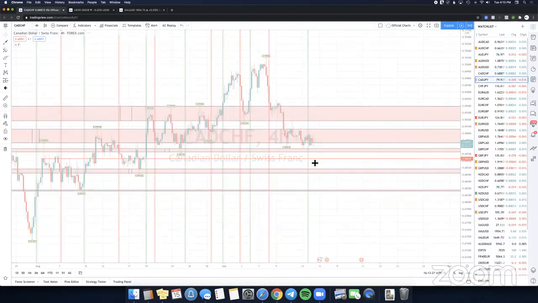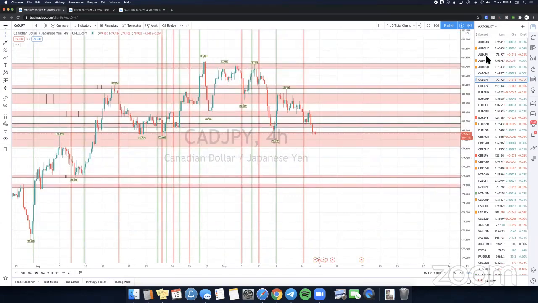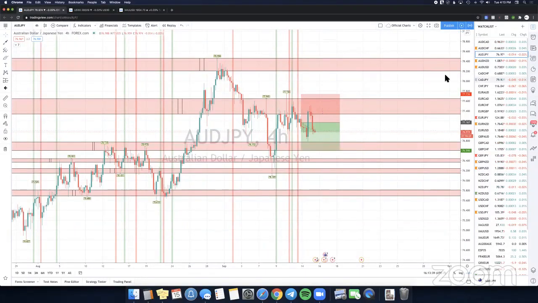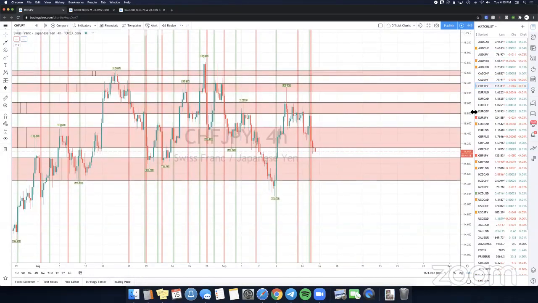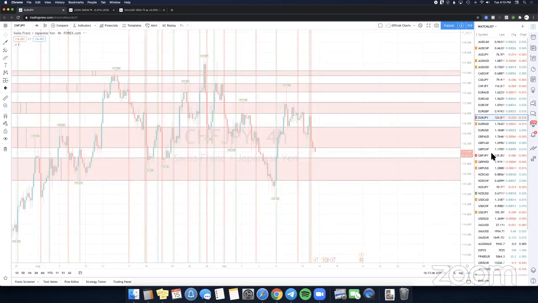Same right here with CAD JPY. So looking at CAD JPY and correlating it with AUD JPY, see they're all bearish. So they're all coming down. AUD JPY is coming down. CAD JPY is coming down. CHF JPY is coming down. It looks like the JPY is pretty strong across the board. So that might be a good entry for a sell.